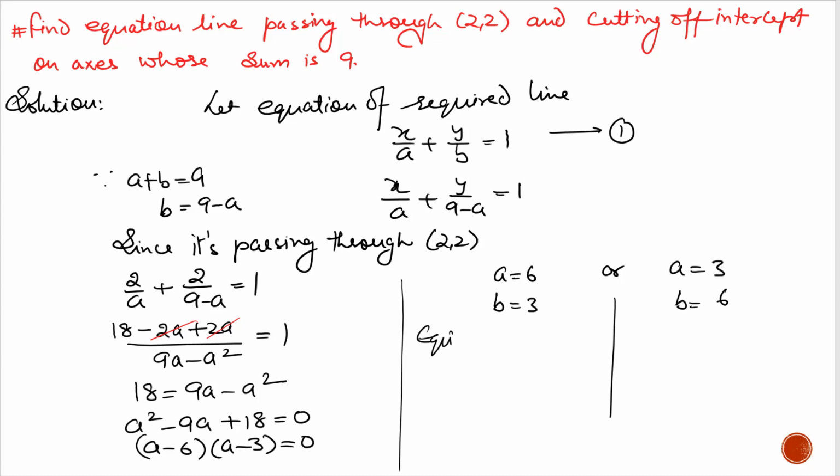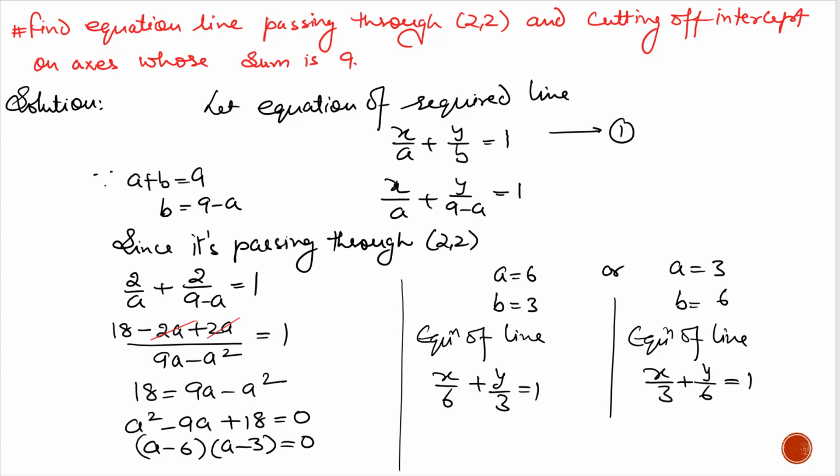If a is 6, then b is 3. The equation of the line is x upon 6 plus y upon 3 equals 1. If a is 3, then b is 6. The equation of the line is x upon 3 plus y upon 6 equals 1.